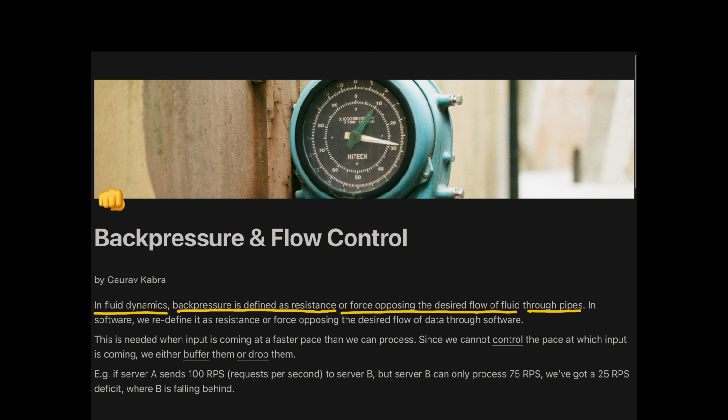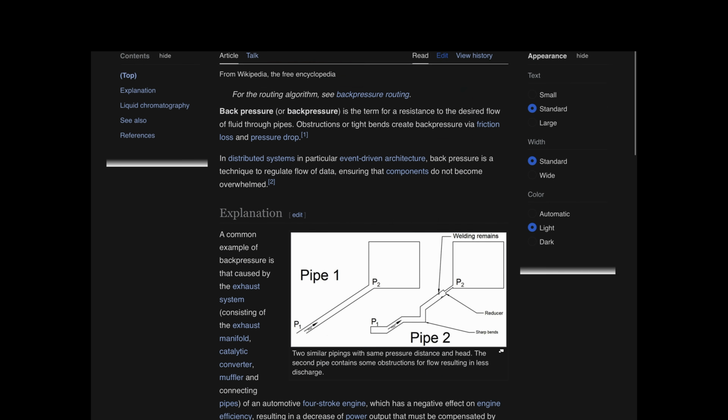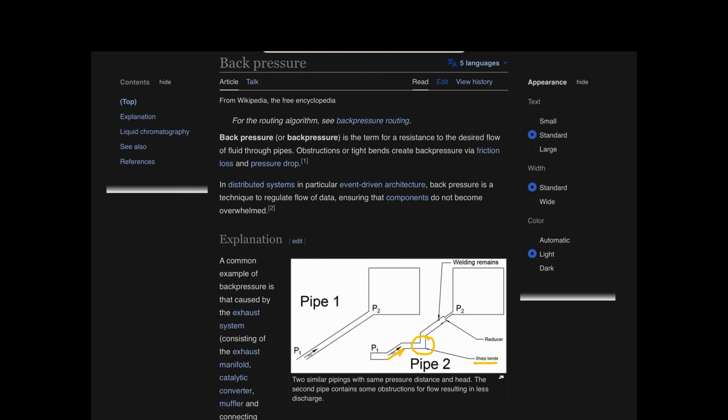Let's take the formal example from Wikipedia itself, which mentions that back pressure is the term for a resistance to the desired flow of fluid through pipes. For example, tight bends can create back pressure via friction loss or pressure drop. For example, this is a sharp bend which can cause a back pressure against the direction of the flow. So the flow is in this direction, but due to this sharp bend, there is a pressure build-up in the fluid.